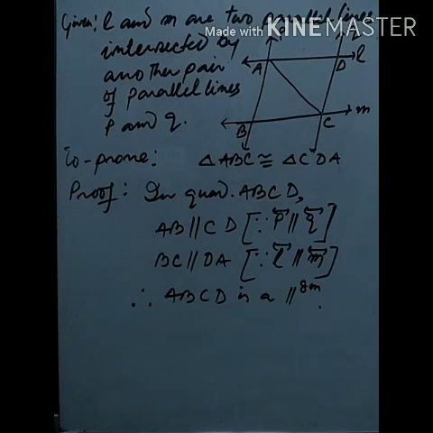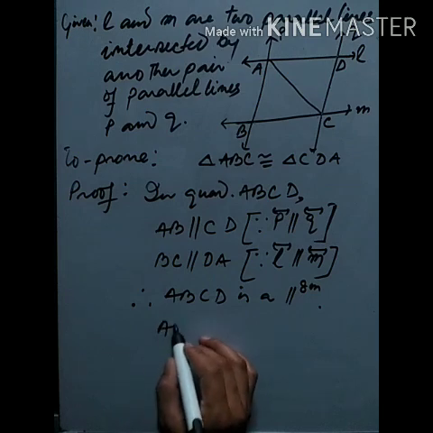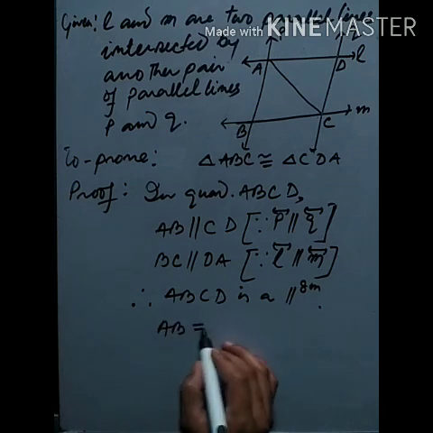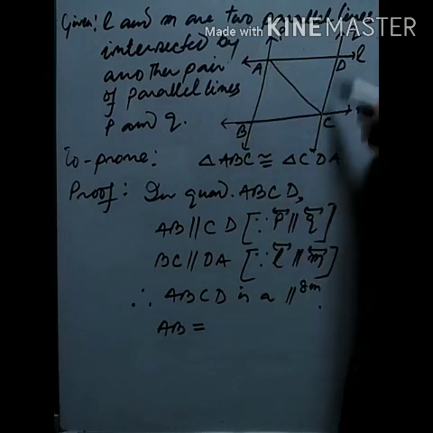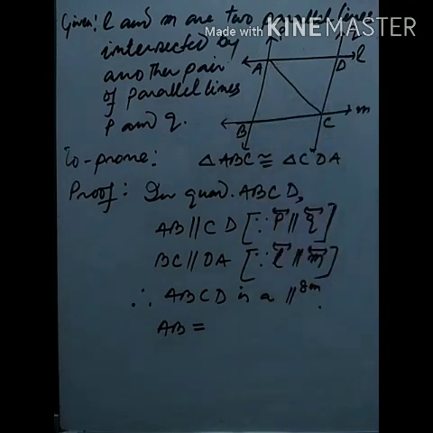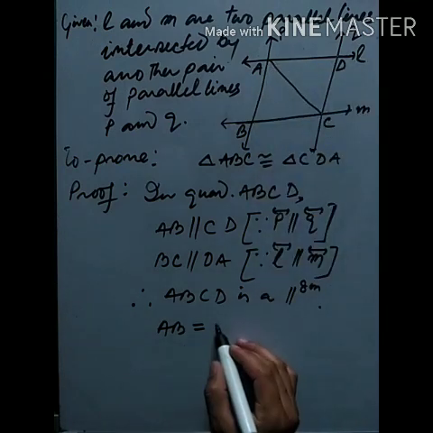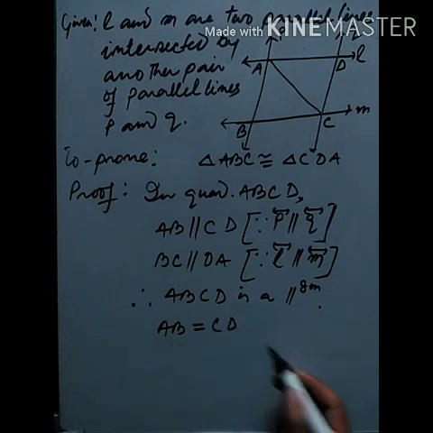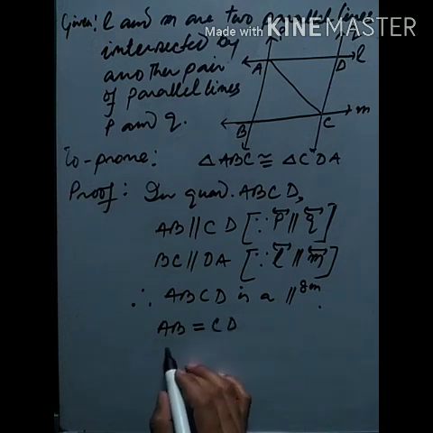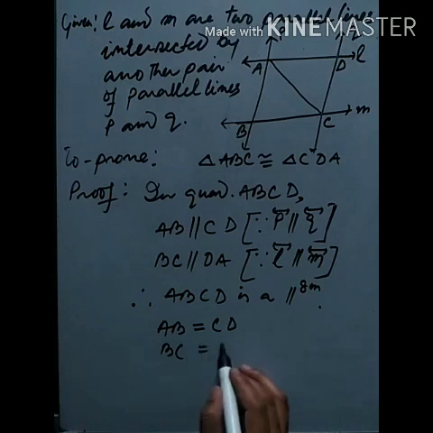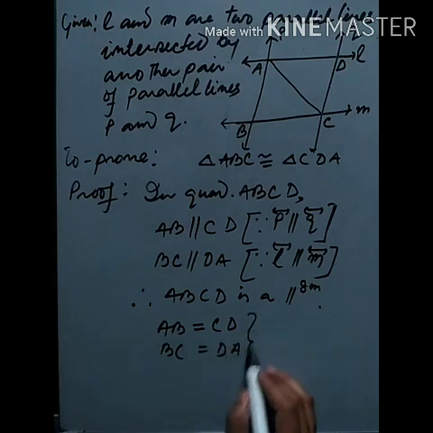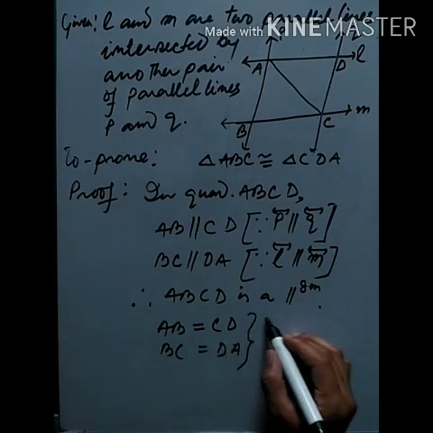Before that, let me write it this way: AB is equal to CD, because they are the opposite sides of the parallelogram. AB equals CD, and next we have BC equal to DA, and I'll write the reason here.